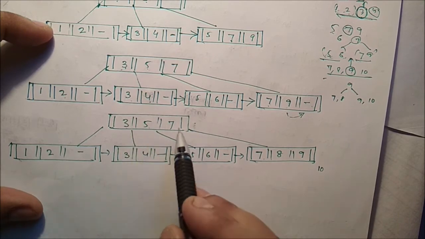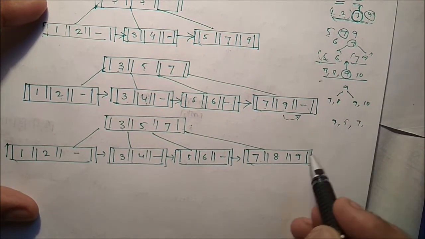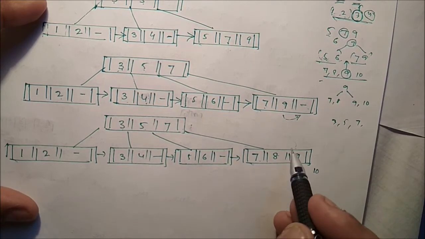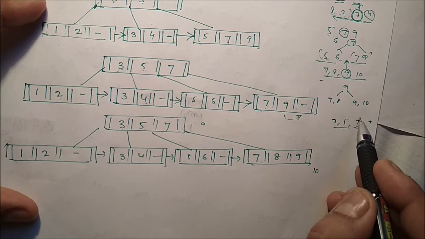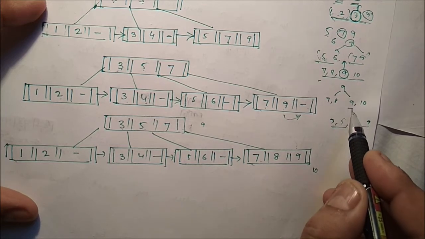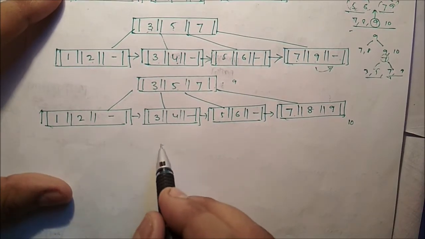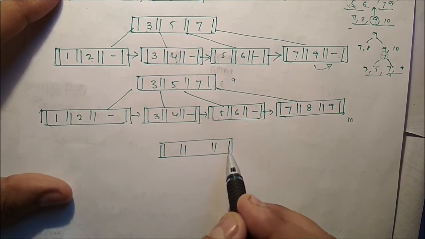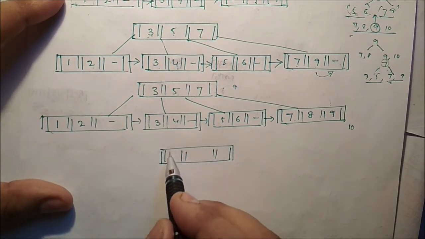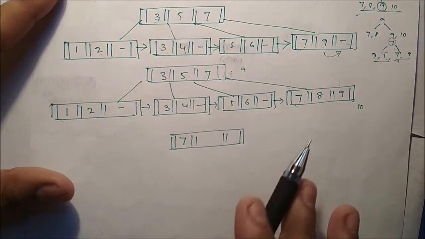3, 5, 7, 9 is also full. So we have to move 9 upward, so we have to move 9 here, and split into 2 parts. Now 7 will be the upper median, so we have to move 7. So 7 will be the root node. That means here it should be the root. 7 will be the root node, and we split into 2 parts, 3, 5 and 7, 9.